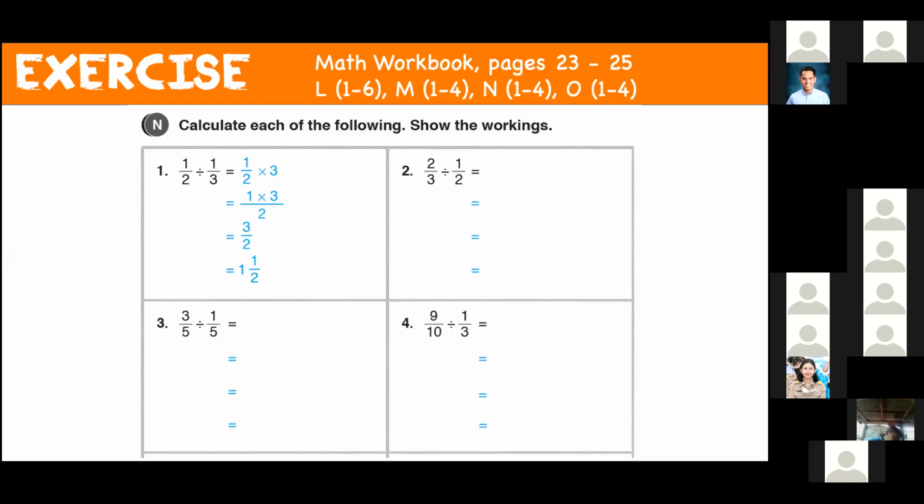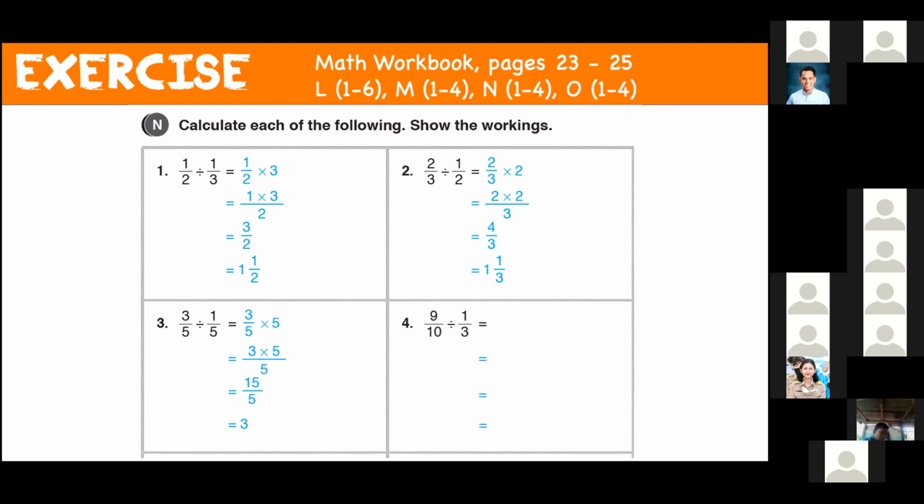Number 2, 2/3 divided by 1/2 is equal to 2/3 times 2. So 2 times 2 is 4 over 3. 4/3 is equal to 1 and 1/3. Okay, for number 3, 3/5 divided by 1/5 is 3/5 times 5 over 1 or 5. So 3 times 5 is 15 divided by 5. The answer is simply 3.